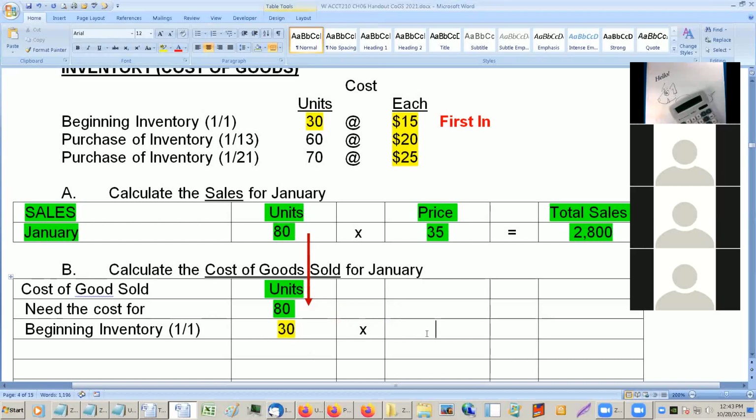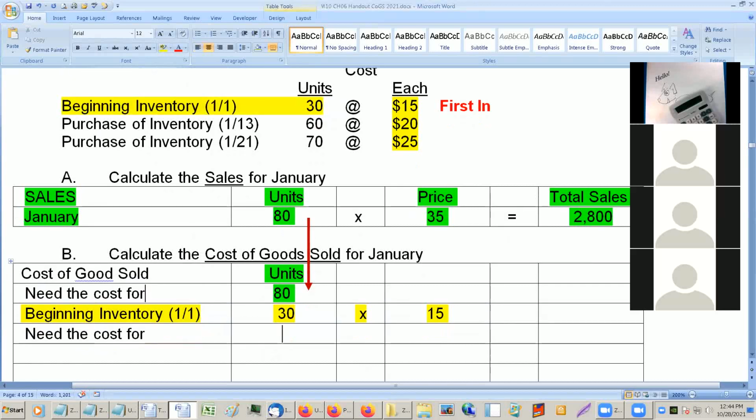The price is $15. I'll do the calculations later. Okay, so we still need the cost for some more, right? How many more do we need the cost for? 50. Yeah. So we found the cost of 30 of these, right? So we found the cost for 30 of them, so we still need the cost for 50.